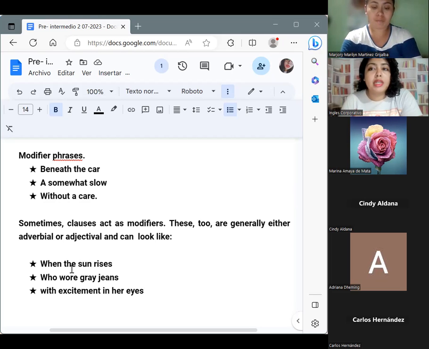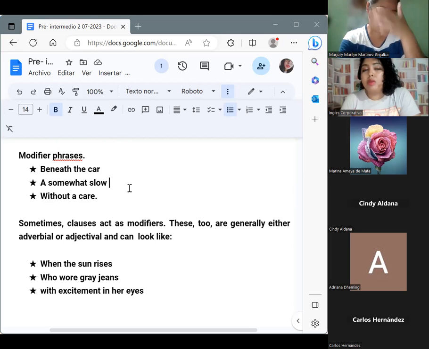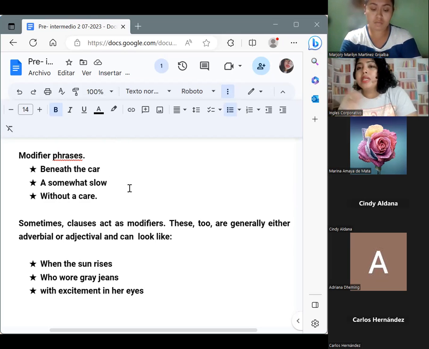In this case, when you are seeing this kind of clauses or sentences, for example, "when the sun rises," in this sentence you don't have complete information because you are not saying what the point is. "Who wore gray jeans?" We're talking about someone, but what about that person? We don't have a specific idea about that person. We just are saying "who wore gray jeans," but what else? And in the last one, "with excitement in her eyes." We don't know what we are talking about with this kind of sentences. So in this case, they are part of a main sentence, so we need to create something else to complete this idea.